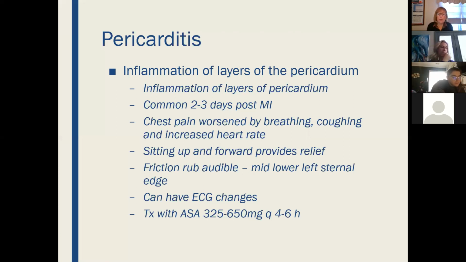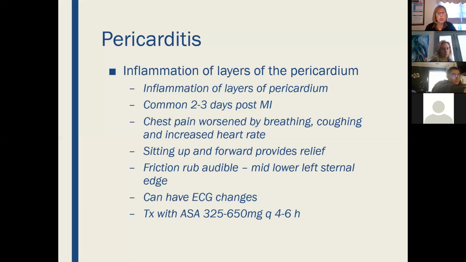The chest pain the patient feels is worsened by breathing. So they'll always come in telling you it's a breathing issue. Remember, you have to have them hold their breath and then see if they still feel the pain. Sitting them up and forward gives them relief. That's another thing that you go by. If you get a chance to hear a friction rub, listen to it, because it's really a very grating sound. Think of two pieces of sandpaper.